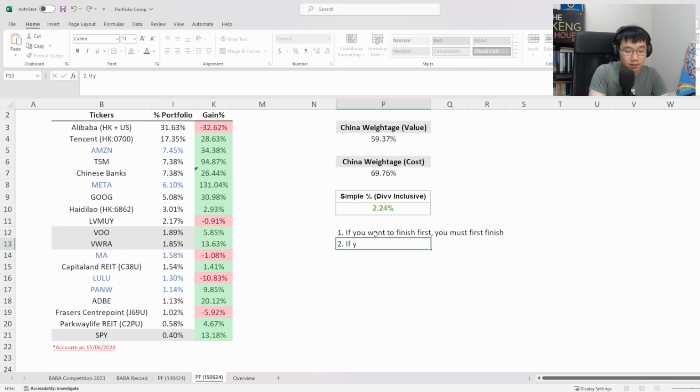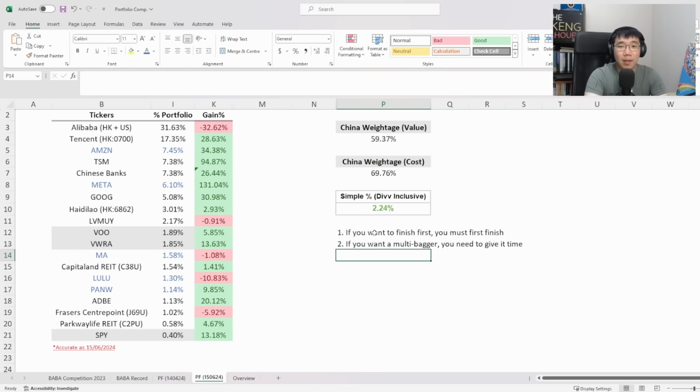My second lesson is, if you want a multi-bagger, you need to give it time. I think many times I've seen a lot of people taking profits along the way. And there's this very famous quote saying that you will probably never lose money when you take profits off the table. I think logically speaking, that makes sense.